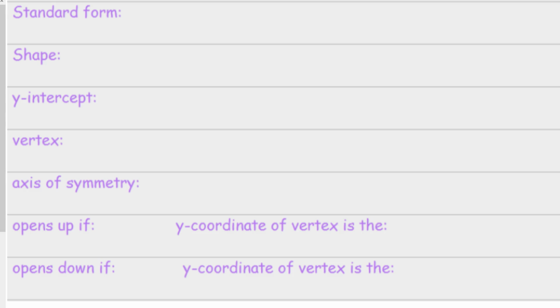Okay, let's talk about the main features of quadratic functions. And we're going to start with a form that we call standard form. There are different ways to write the equation of a quadratic function. Standard form looks like this. y equals ax squared plus bx plus c.